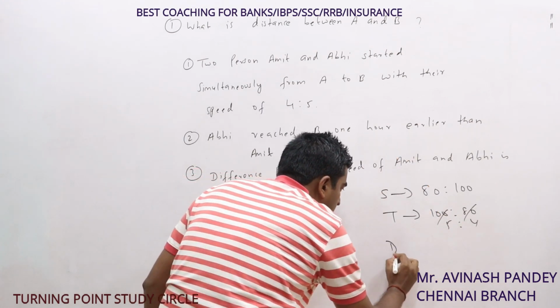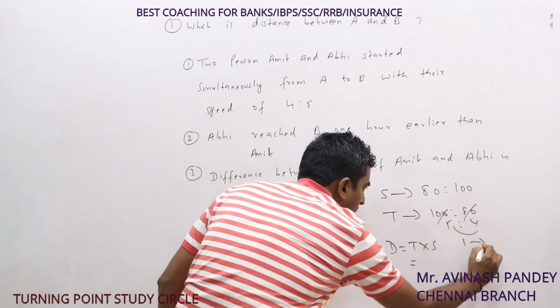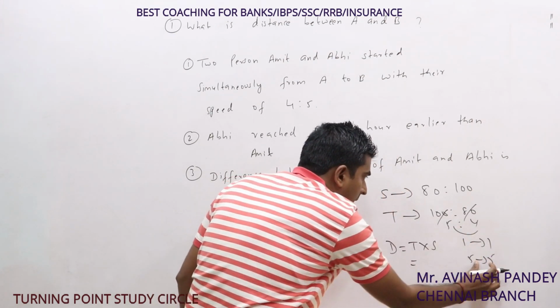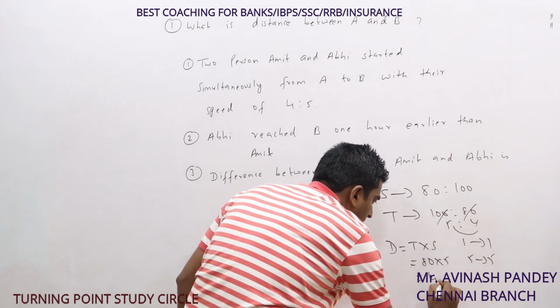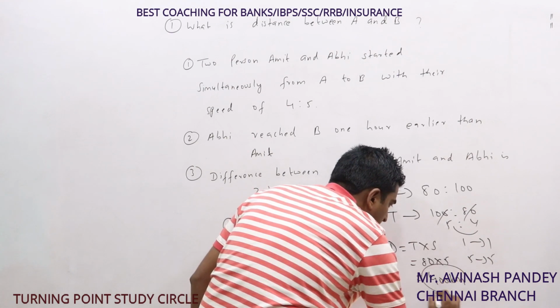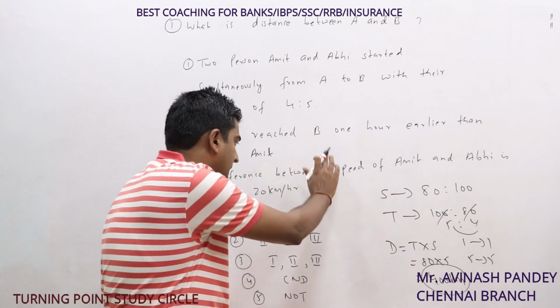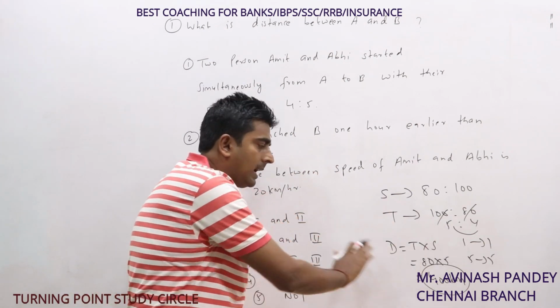Then what is the formula of distance? Time into speed. So 1 part is 1, so 5 parts is 5. So time is 5, into speed 80, 5 × 80, what is my answer? 400 km. But remember, in data sufficiency, you are not supposed to solve. You have to check whether you are able to get the answer or not. So this is how you need to get the answer.